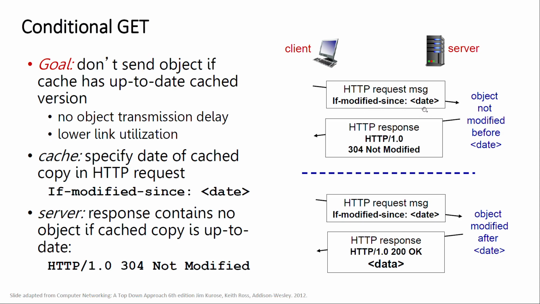So here is the date of the time you received that object. You send a request saying "if modified since" this date, because you have the object from that date. The server looks at the date and realizes that the object was not modified since then. So it sends you an HTTP response with 304, which means not modified. We use this so that we have no object transmission delay and lower link utilization.